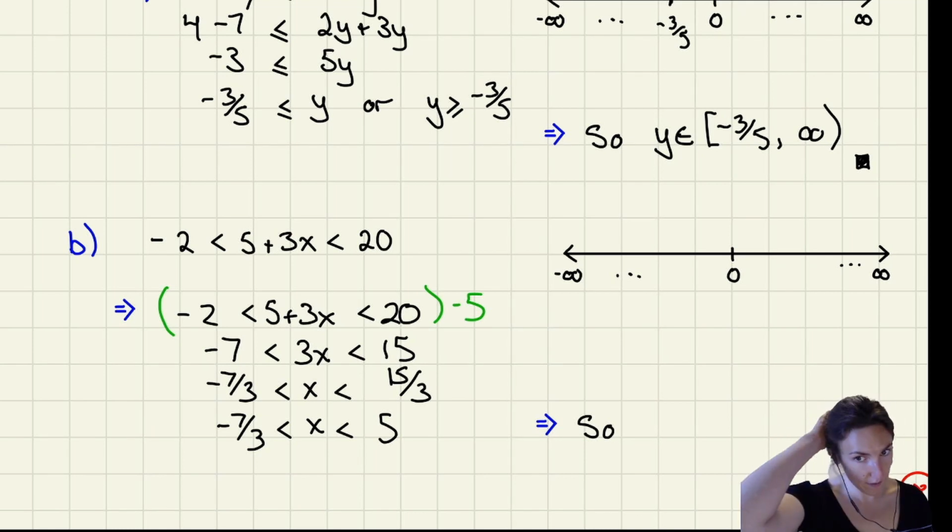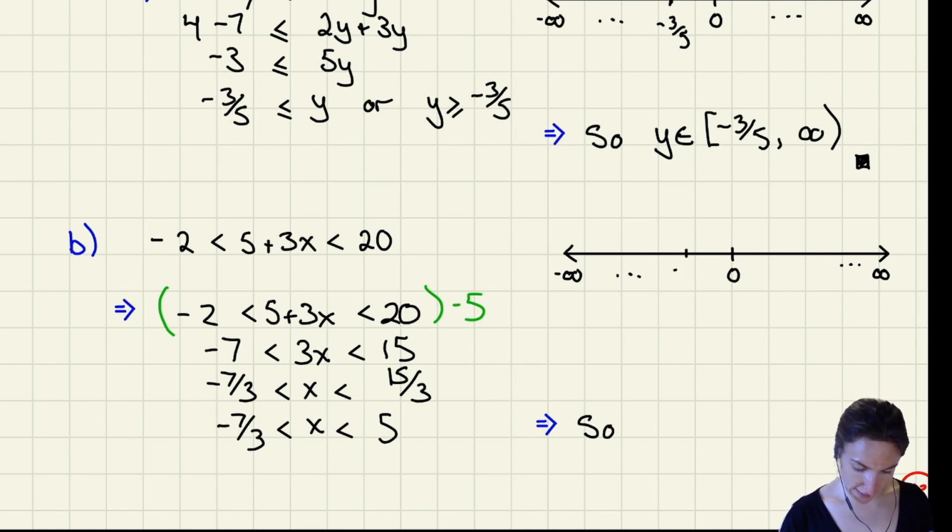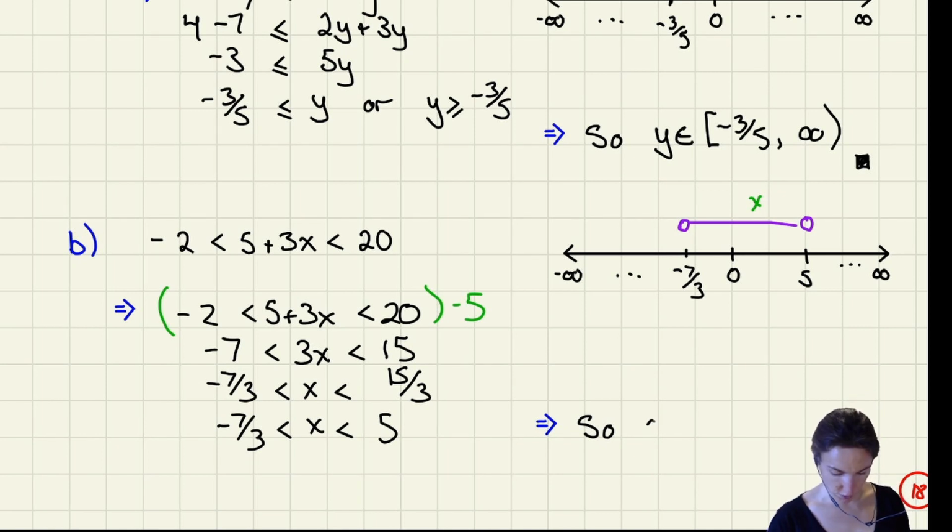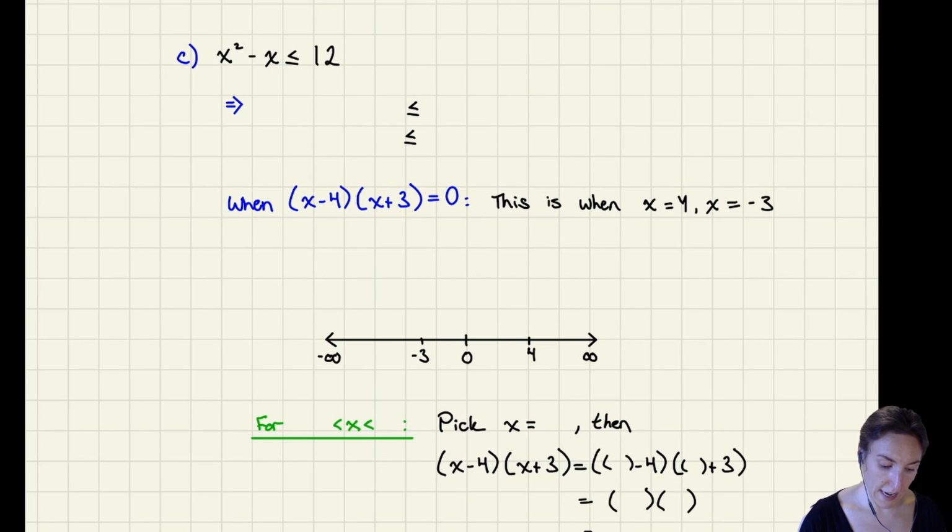So this time, graphically, I have -7 over 3, wherever that is. And then I have 5 over here somewhere. So I have an x that's in between these values, not including the values themselves. If I wanted to write this in interval notation, x is somewhere in between, not including my endpoints, -7 over 3 and 5.